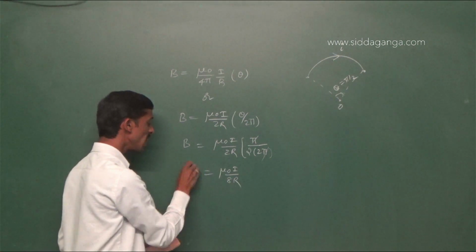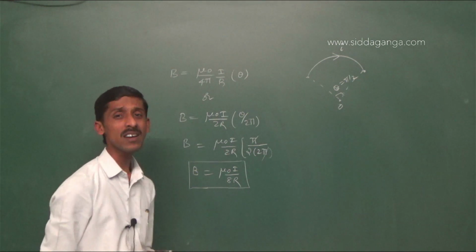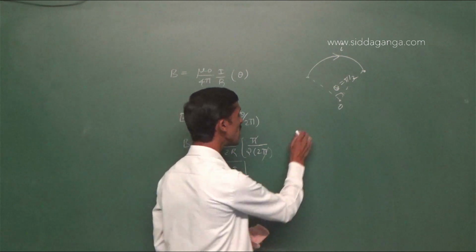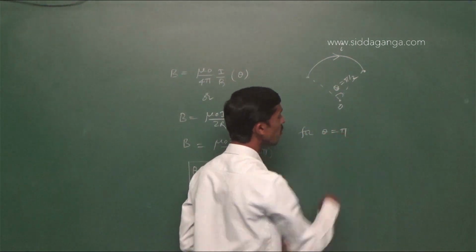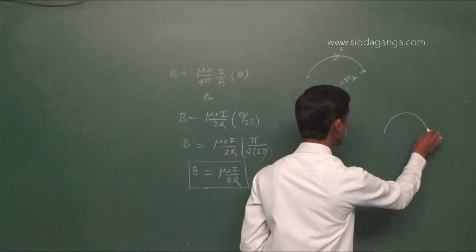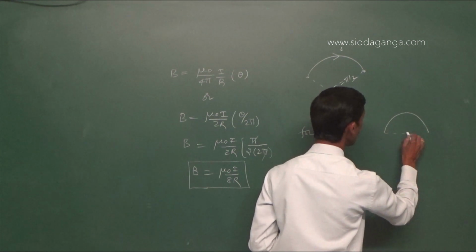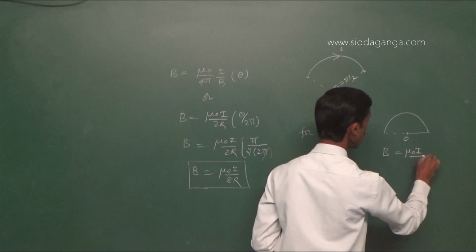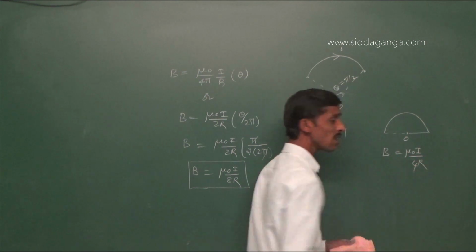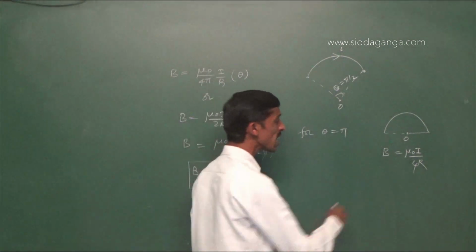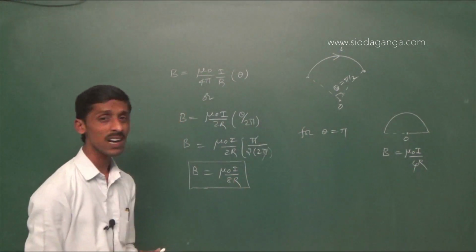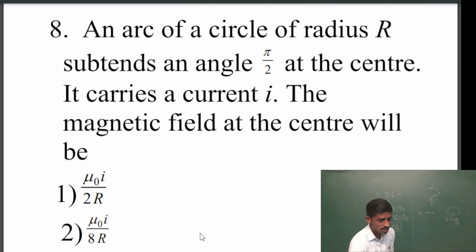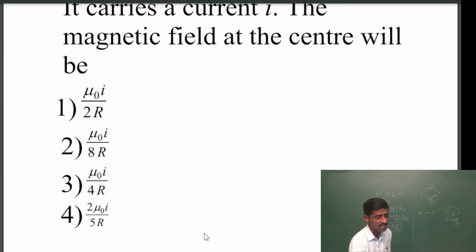So magnetic field at the center of an arc, if it subtends a quadrant, meaning 1/4 of the circle. For a semicircle, theta is equal to pi. For a semicircle, the magnetic field at the center will be mu naught I by 4r. Very easy to remember. For loop, mu naught I by 2r. For semicircle, mu naught I by 4r. For quadrant, mu naught I by 8r. Okay, right. So mu naught I by 8r, second option is correct.